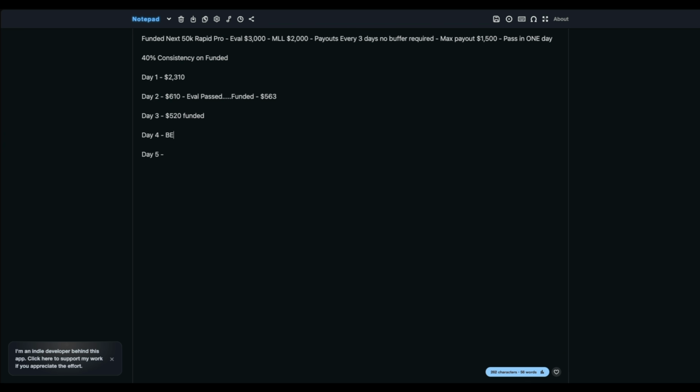Day 4 was BE, $0, and day 5 we just smacked for like 540. So there we go. We can now request a max payout of 1,500. We should have passed it really on this day, but I forgot to risk because I was explaining. So we passed it in day 2. Then we took a trade on the funded, break even, boom, max payout, baby. It's that easy.